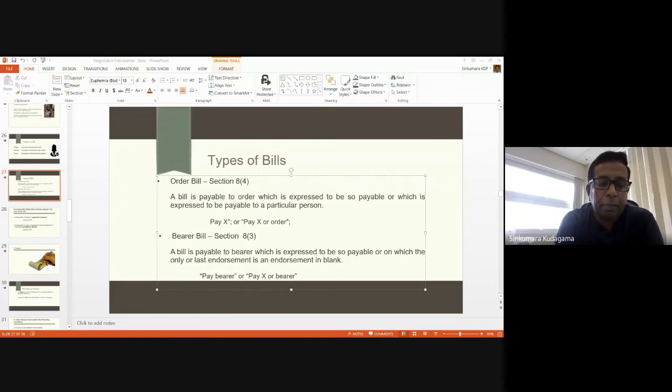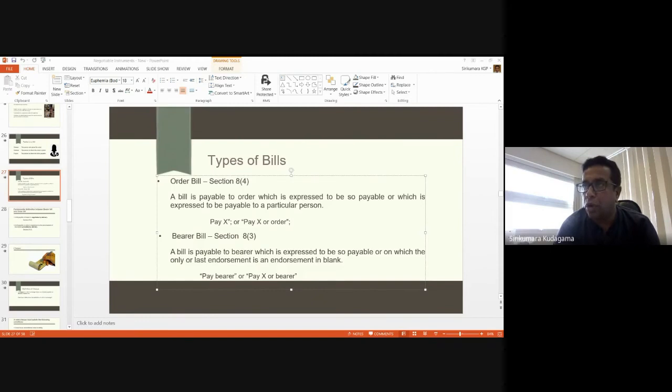It's an order bill. On the other hand, what is described in section 8 subsection 3 is that if the bill indicates that it's payable to bearer, that is, if it contains the words pay to bearer, right, then it's a bearer bill. Or a bill on which the only or last endorsement is an endorsement in blank. Now, how do I explain?